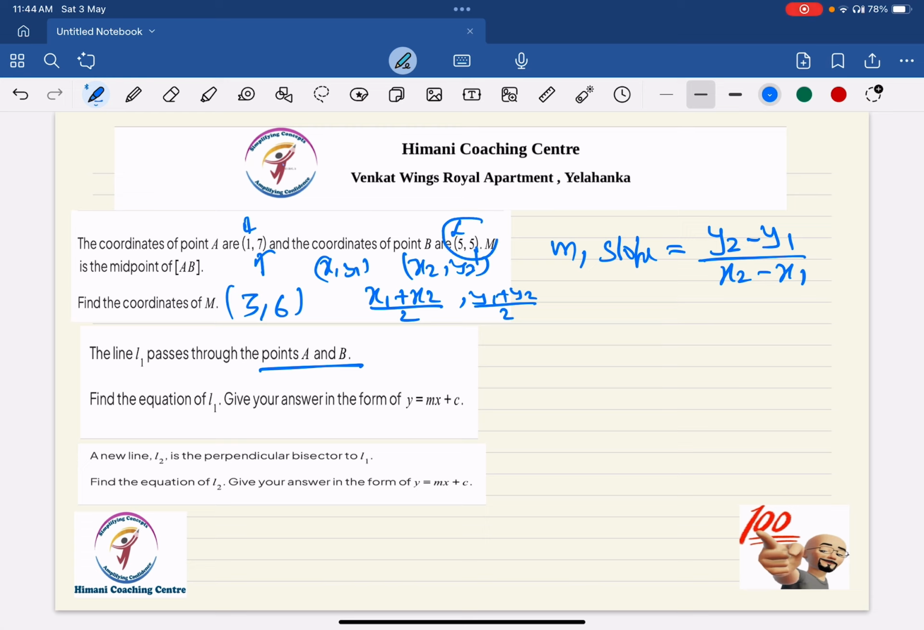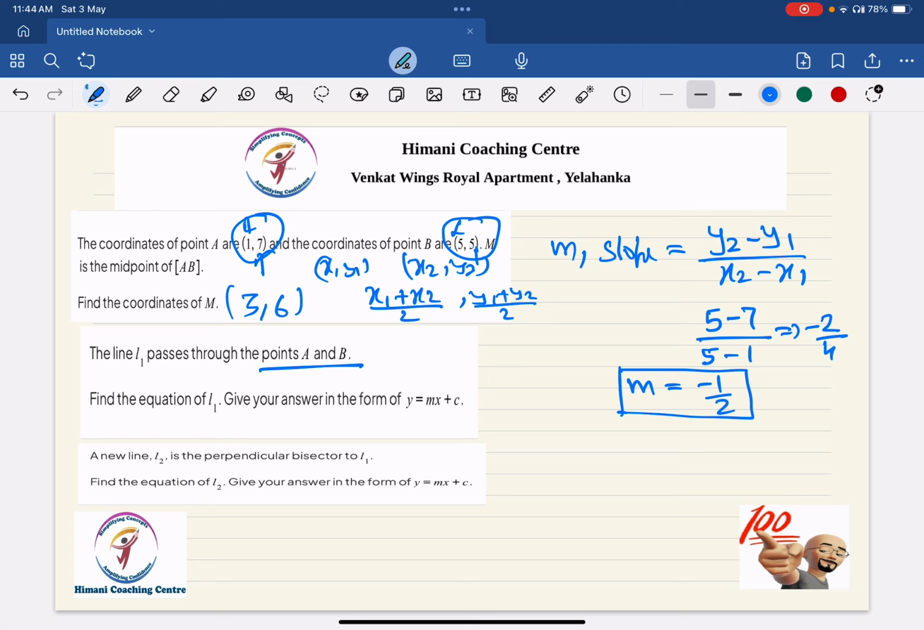Now let us say this is my x2 and y2 and this is x1 and y1, which we did. So what would be the slope? Slope would be 5 minus 7 by 5 minus 1. So we will get minus 2 over 4. So the slope of the line is minus 1 by 2. So that is the slope of this line.